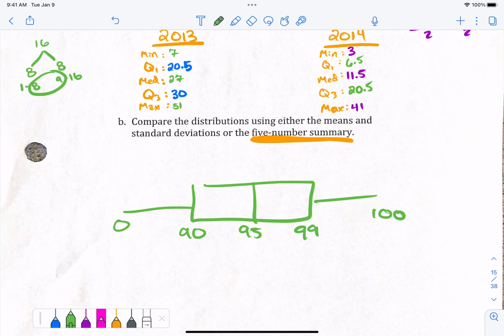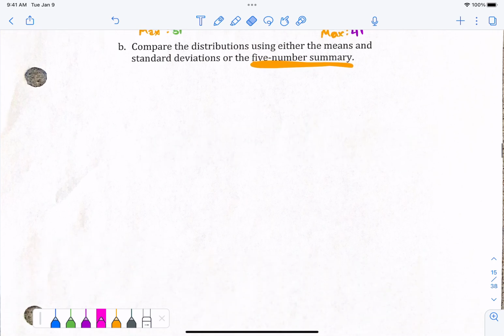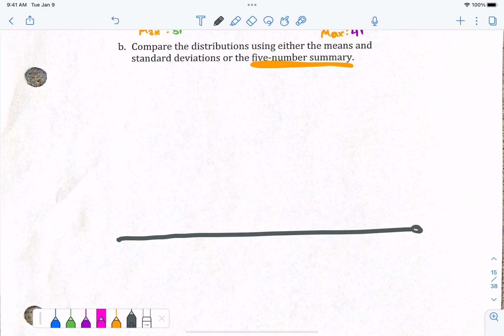Look at how I labeled my box and whisker plot. It was just so bad. First day of algebra. No, we don't want squiggles either. So what I do is I create a ruler at the bottom. I understand. Okay? I create a ruler at the bottom. That's how I do it. Okay?